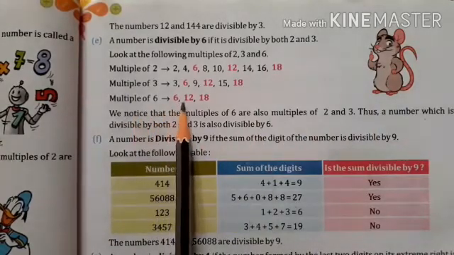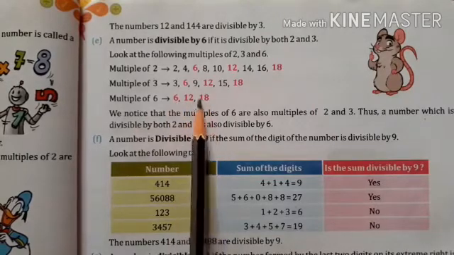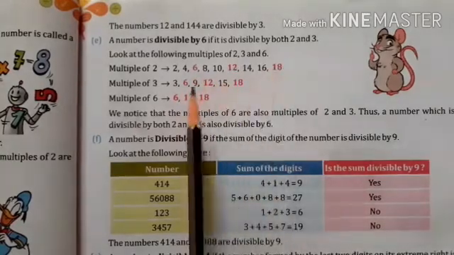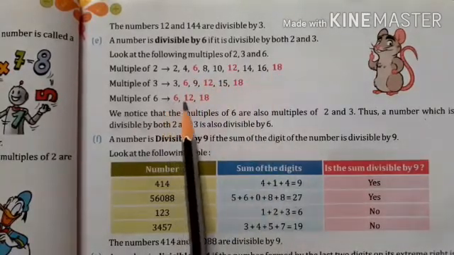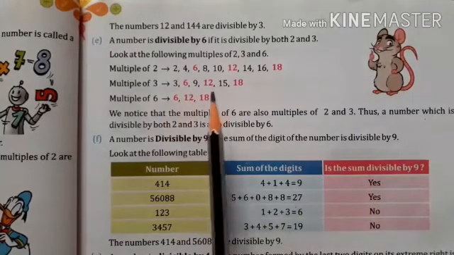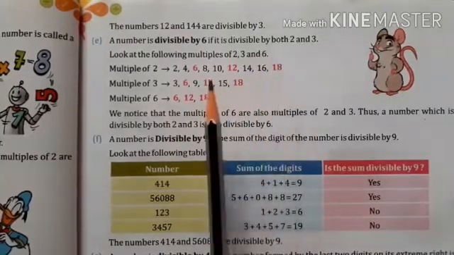So here multiples of 6 are 6, 12 and 18, right? These multiples are also the multiples of 2 and 3. So multiples of 6 are also multiples of 2 and 3, right? So the number which is divisible by both 2 and 3 is also divisible by 6.